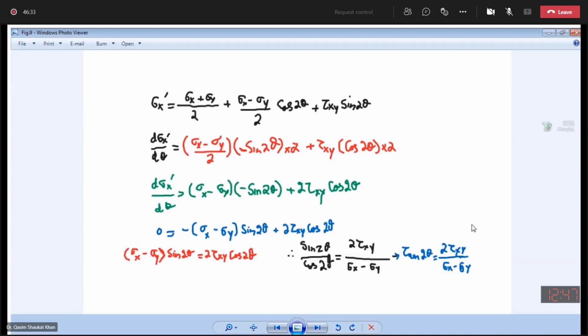Guys, are you getting the same equation? This is the same equation which was given in the book. So the procedure is, we just have to differentiate this transformed normal stress equation with respect to theta, and then equate it equal to 0. So this is my final expression to calculate the orientation of the principal planes. This tan 2 theta will give me the orientation of the principal planes over which I will get the maximum and minimum value of the normal stresses.